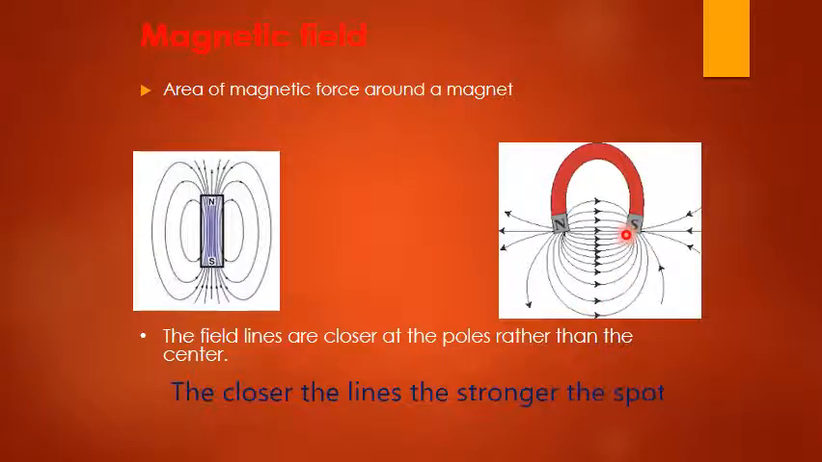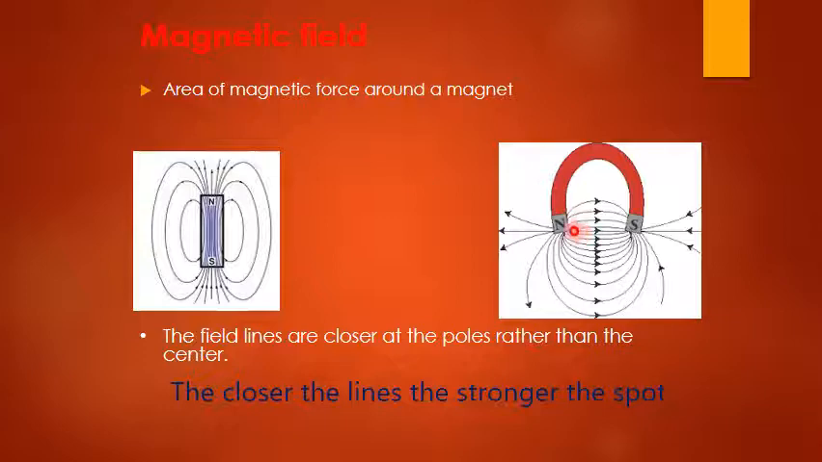this will make the iron nail get attracted or get stuck to the magnet. So this is called the magnetic field. It's the area around the magnet that still has magnetic force, or that the magnet still has power over. So those lines, as you can see, represent the magnetic field.